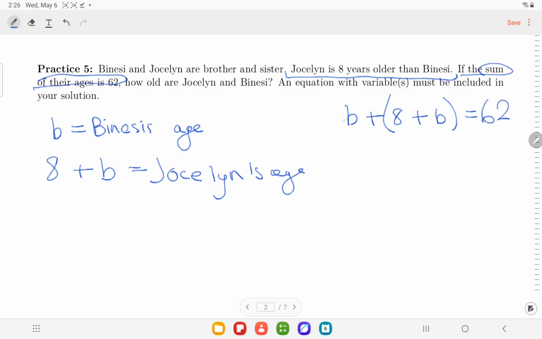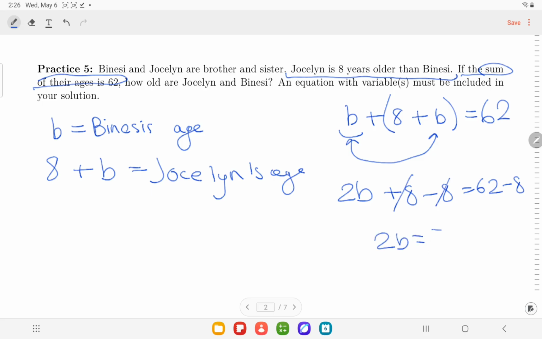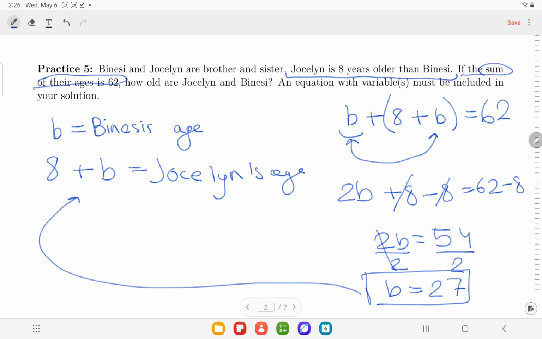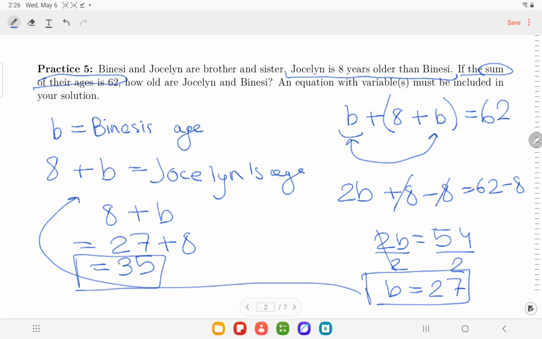And then here we're solving for our variable B. So this B here and this one are like terms, so we can add them together and then subtract 8 from both sides. And then we divide by 2. And we find that B is 27. And then to find Jocelyn's age, we add 8 to it. So we know that they are 27 and 35.